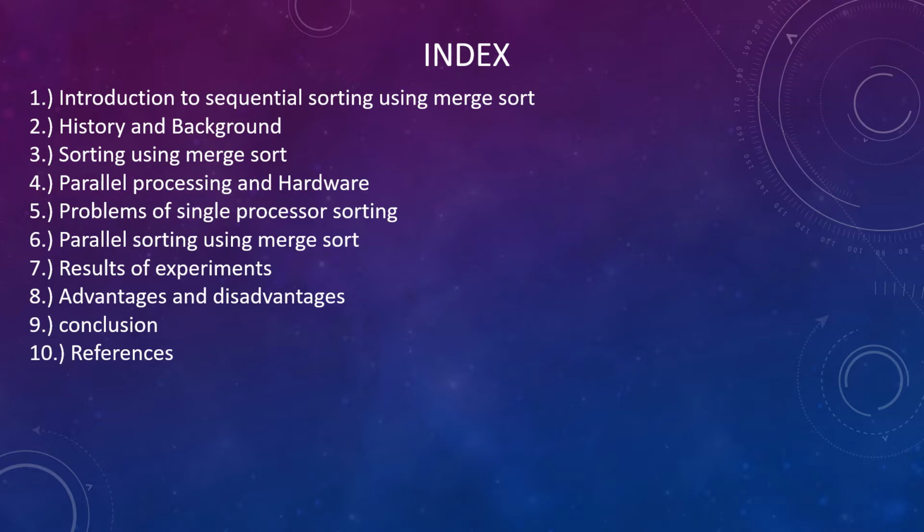As we can see, firstly we will understand the introduction to sequential sorting using merge sort. Then we will understand history and some background on it. We will see sorting using merge sort and how it is performed. Then we'll see parallel processing and hardware. We will see problems of single processor sorting. After that, we will see parallel sorting using merge sort.